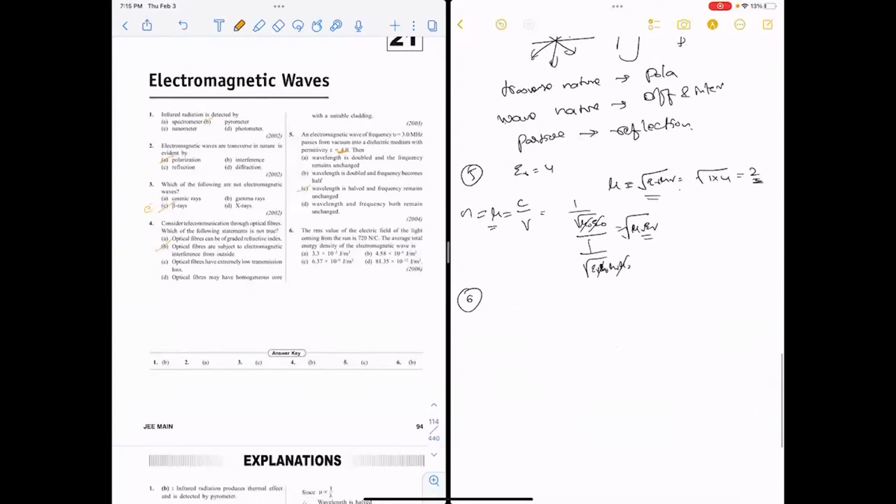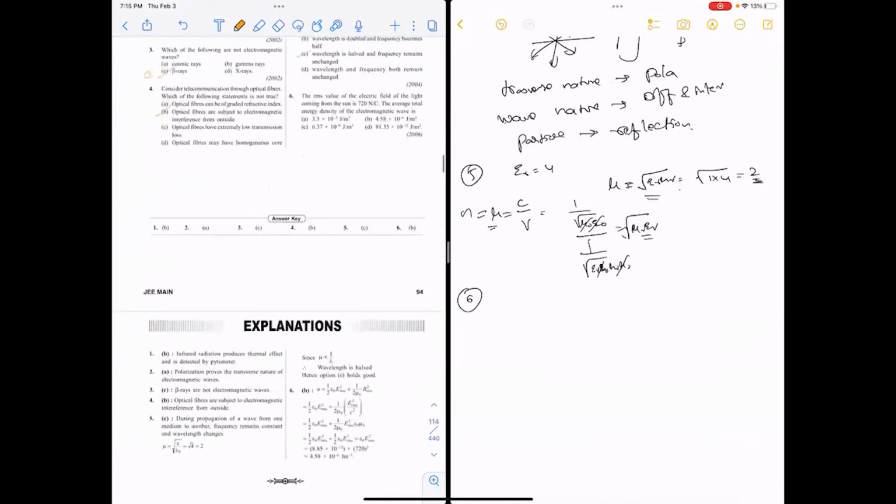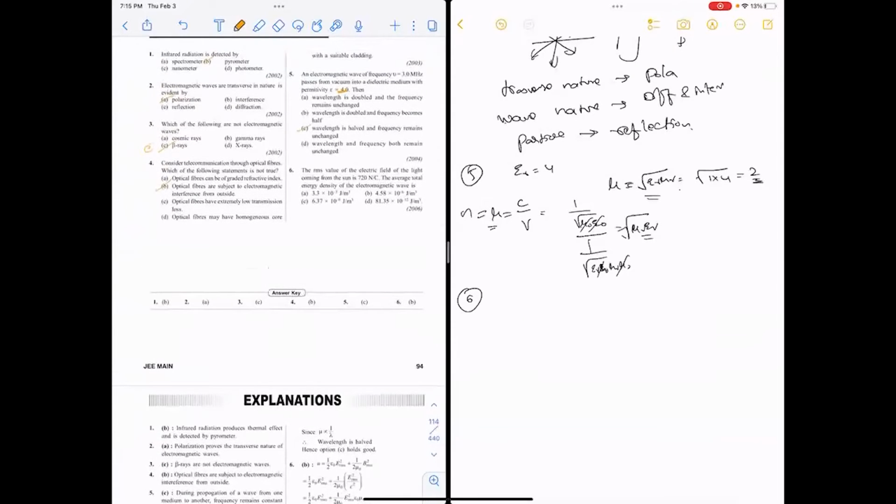Sixth one. Because this chapter is easy, guys, you can do questions from this and wave optics for sure. They're small and easy to clear.